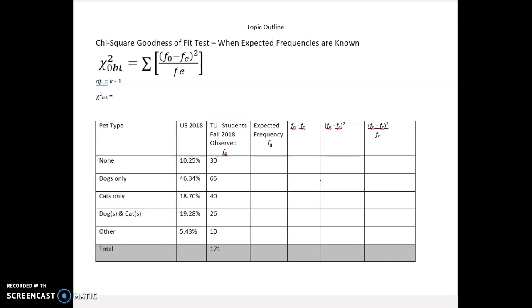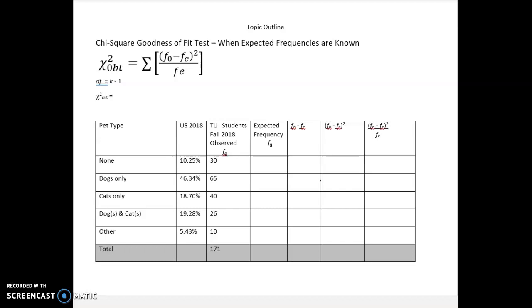So in this series of lectures, I'm going to show you how to calculate the two different chi-square tests. The chi-square goodness of fit test, which has two options, either when the expected frequencies are known or when the expected frequencies are not known. And then also the chi-square test of independence.